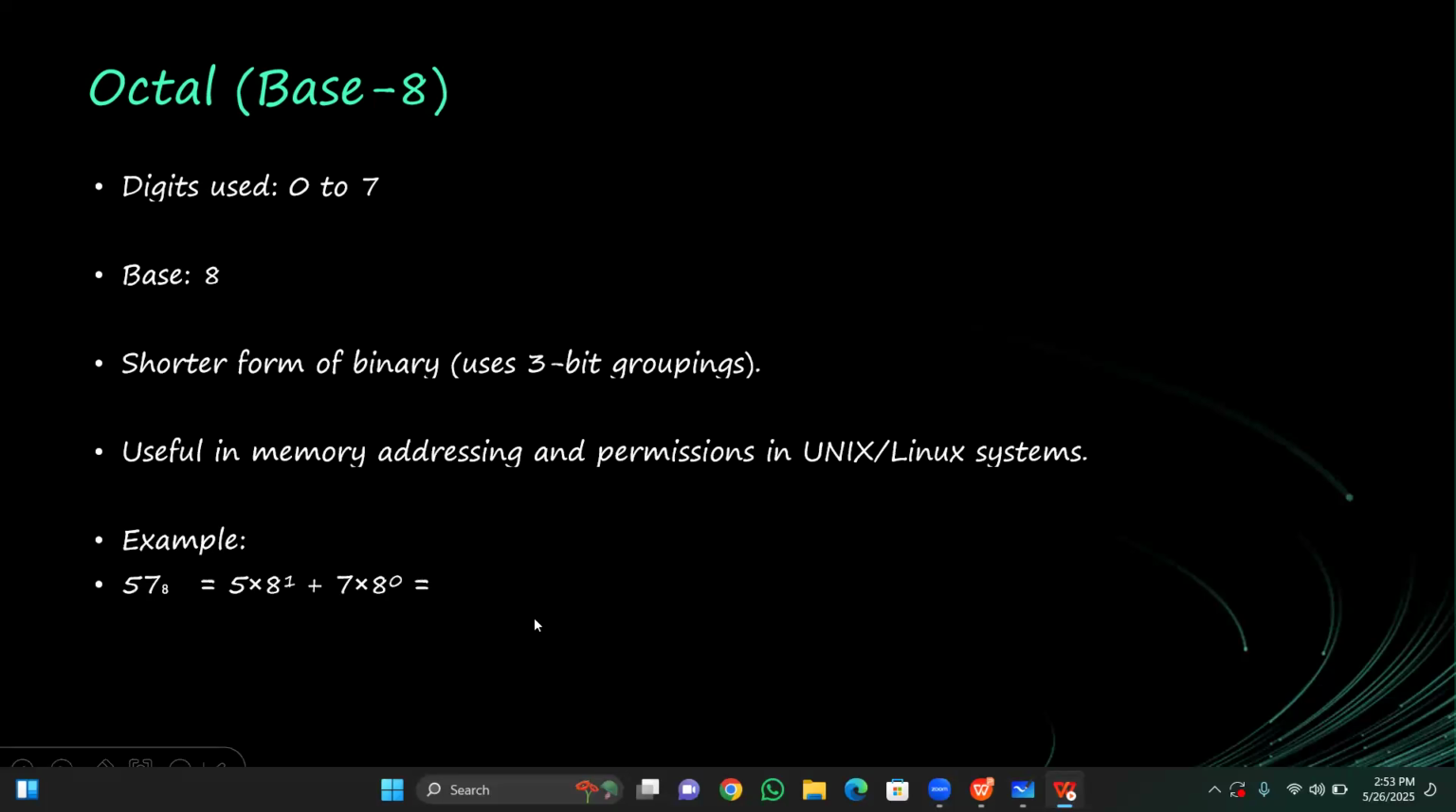Example is this: 57. Remember, the digits are from 0 to 7, but look, the base is base 8. If you follow the positional value, 7 is position 0, 5 is position 1. So you say 5 times 8 raised to power 1 plus 7 times 8 raised to power 0. 5 times 8 is 40, plus 8 raised to power 0 is 1, 7 times 1 is 7. So 40 plus 7 will give you 47. So 57 in base 8 is actually 47 in base 10.